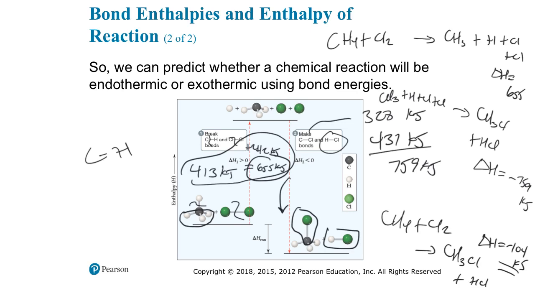So if we were to break the bonds in our products here, it would take 759 kJ per mole of energy. That's more energy. It takes less energy to break the bonds in the reactants. That means the reactants' bonds are weaker. The products' bonds here are stronger.